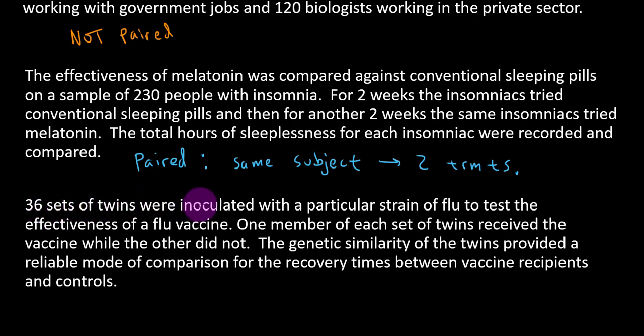36 sets of twins were inoculated. We could probably stop right there, right? Because of what keyword? Twins. But let's continue on. 36 sets of twins were inoculated with a particular strain of flu, probably influenza, to test the effectiveness of the flu vaccine. One member of each set of twins received the vaccine, while the other did not. The genetic similarity of the twins provided a reliable mode of comparison for the recovery times between the vaccine recipients and the controls. Twin studies are so cool, right? They get to serve as their own control group.